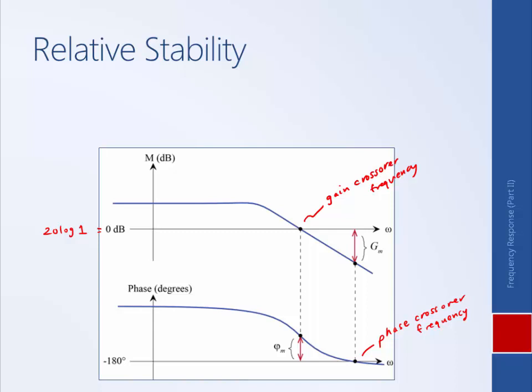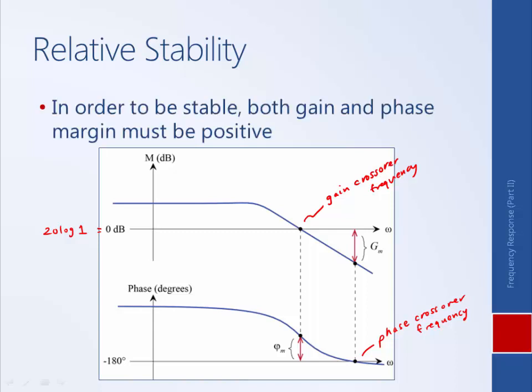In order for us to say that our system is stable, we need to have both positive gain and phase margin. So our gain, our magnitude, needs to be below 0 dBs when we're minus 180 degrees out of phase, and our phase needs to be above minus 180 degrees when our magnitude is at 0 dBs.